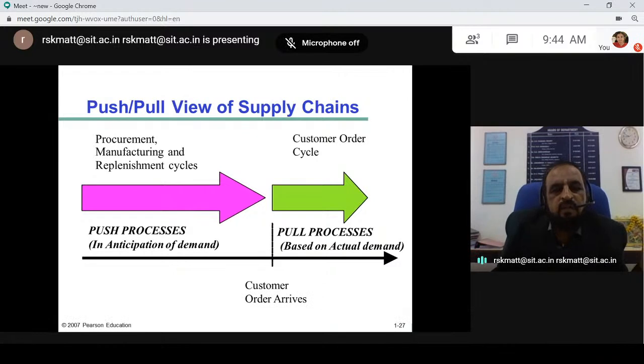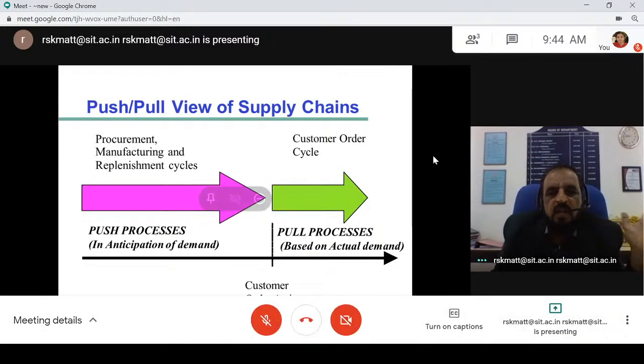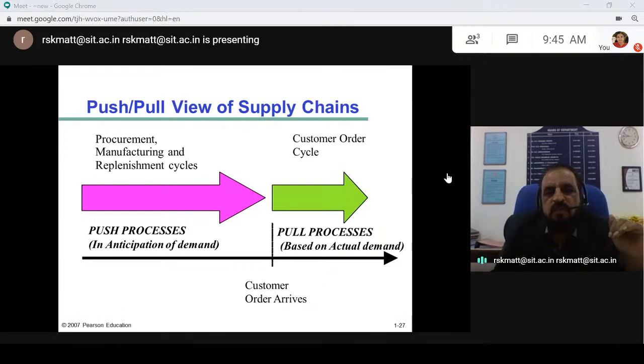Okay. The push processes are based on the anticipation of the demand, and the pull processes are based on the actual demand. I'll give an example of Dell. Dell collects the orders from the whole world, and they classify how many varieties, what specifications, and then they keep some of the components ready irrespective of the variety.